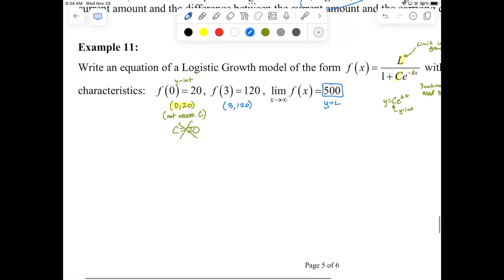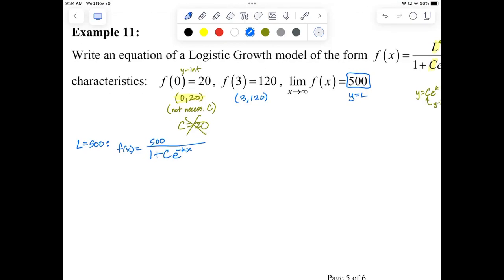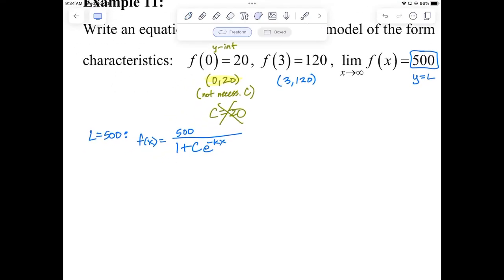So we're going to play this in pieces here. If I know that L equals 500, I can get the model this far. I can say f of x is equal to 500 over 1 plus c times e to the negative kx power. So now I've used one piece of information, that's the end behavior limit, and I've got my 500 in the numerator. But now I still have two unknowns.